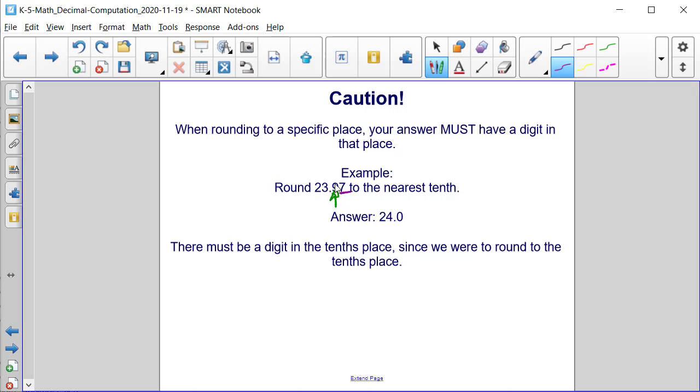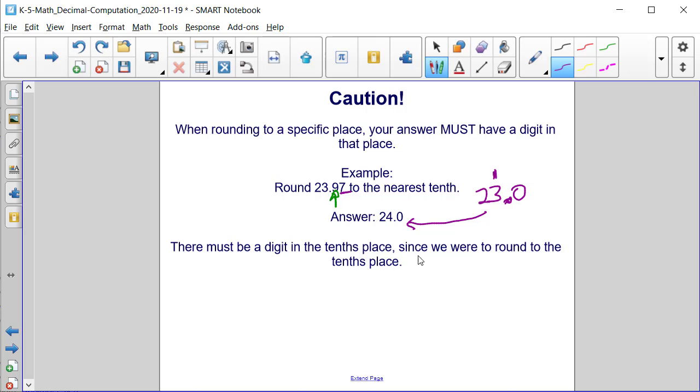So we need to put a 0 in the tenths place value, and we need to regroup and add the extra 1 from the 10 tenths into the ones column to make this 24.0. And again, there must be a digit in the tenths place since we were to round to that place value, or we had to round to the tenths place in this one.